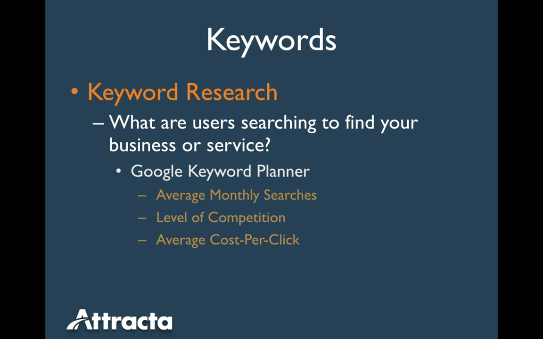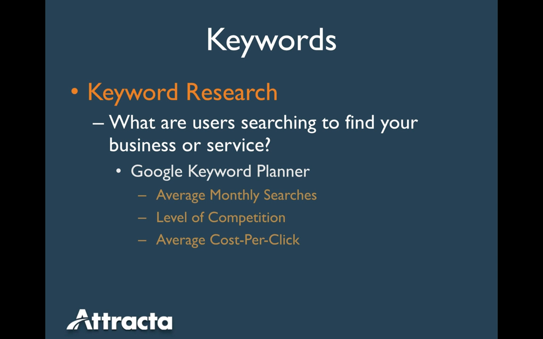There's also a Google Keyword Planner tool. This is a free tool that Google provides for you, which can show you some metrics on the keywords that you're thinking about using. It'll give you things like the average monthly searches, the level of competition for the keyword, and then the average cost per click.